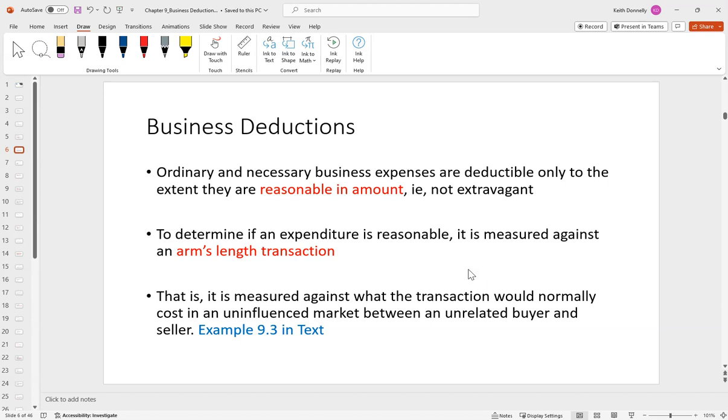The idea with that is you're not going to be able to do that and get an expense for 35, right? From the business's, the construction company's point of view, that would not be reasonable in amount, right? There's nothing special about your brother. You can't pay him more and get a bigger deduction. We're going to kind of cap that down to 20.